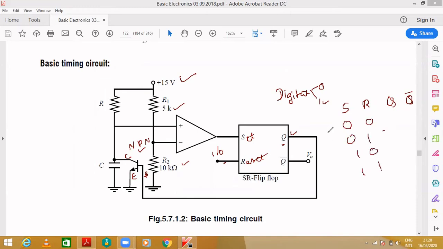In detail you will be studying this in the fifth module. If it is 0 0, the output will be no change, meaning it will follow the previous state only. If S is 0 and R is 1, the output will be reset. Reset means Q will be 0, and Q bar obviously will become 1. If S is 1 and R is 0, this will become set, and Q bar will be 0 because they are complements of each other. And for 1 1, it will be intermediate, and you will study this in detail in the next chapter.